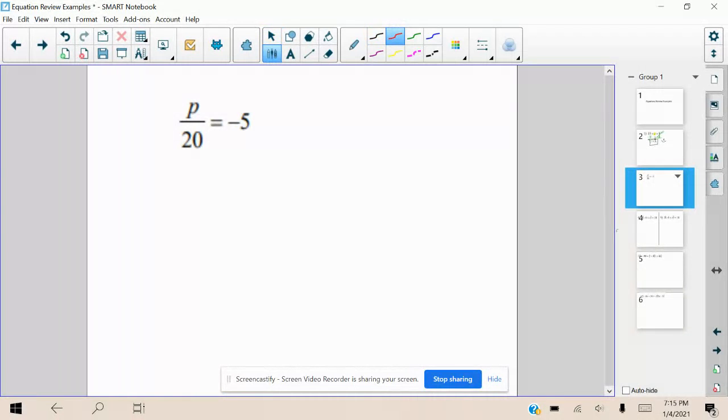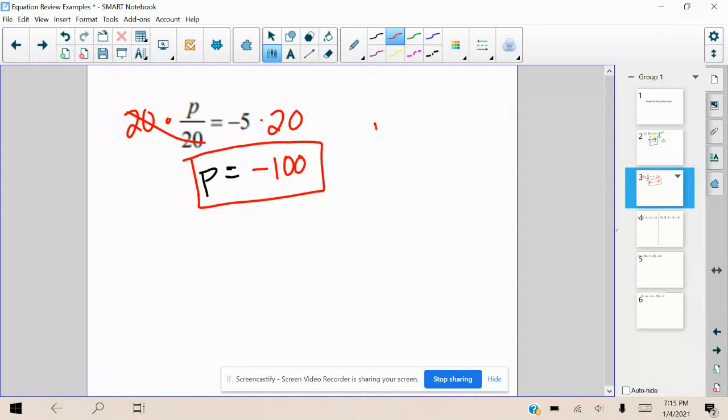Well, we're going to use the inverse operation. The inverse operation of division, you guessed it, or you know it, is multiplication. So we're going to multiply both sides by 20. What we do to one side, we do to the other. So we drop down our variable. So p is going to be equal to negative 5 times 20, whatever that product is. Well, I know a negative times a positive is a negative, and 5 times 20 is 100. So I get negative 100. I get a negative Benjamin.